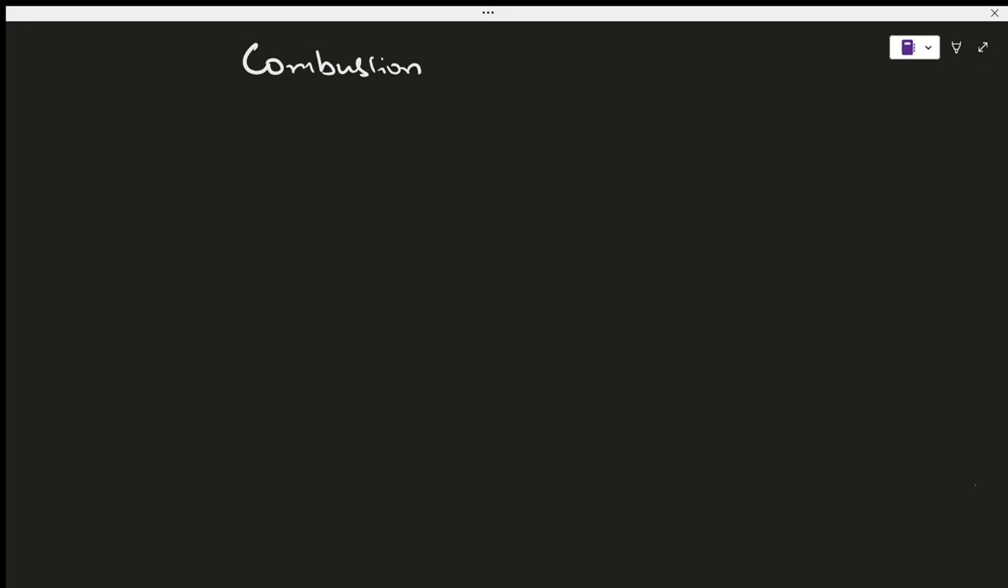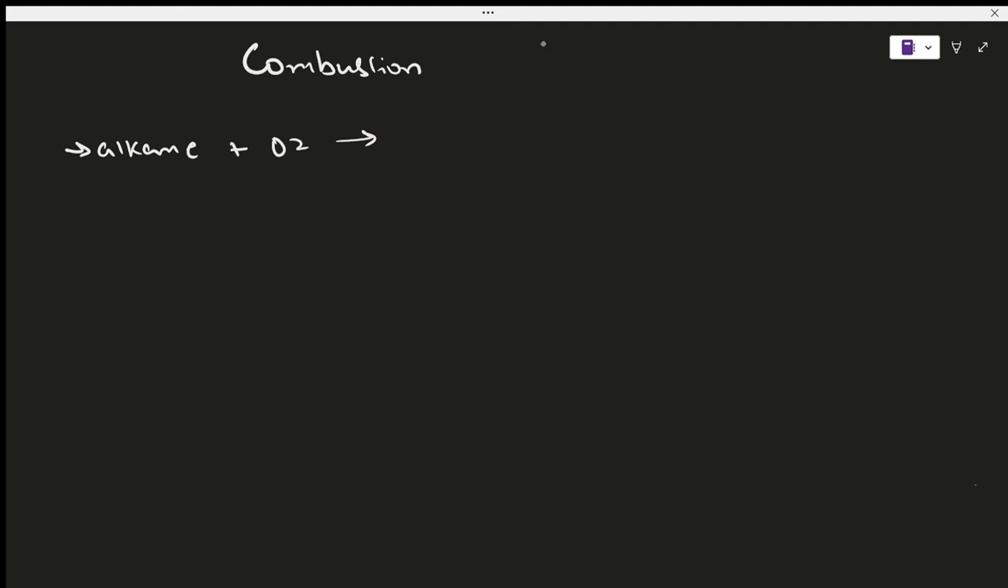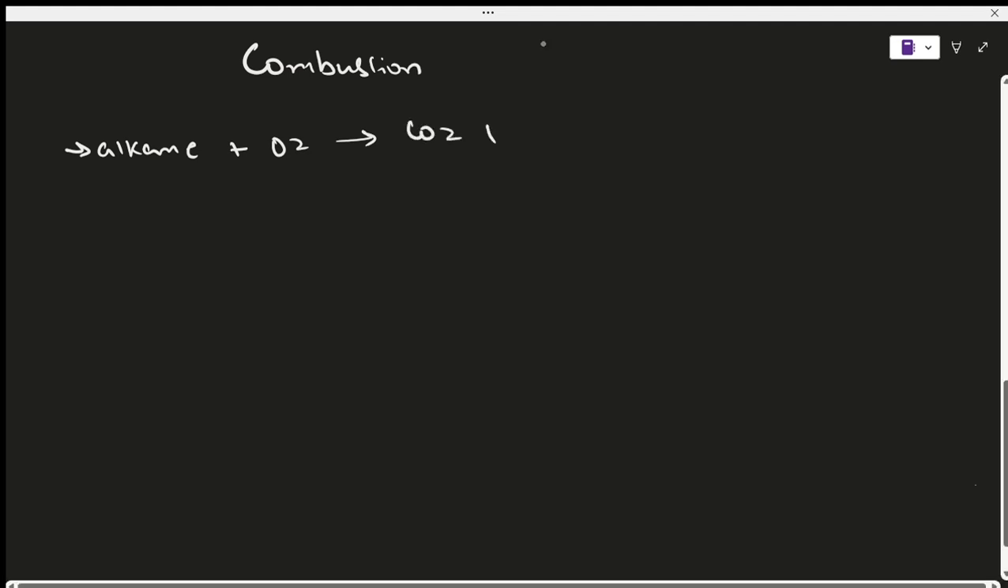Okay, so let's look at the idea of combustion now. Combustion happens when we react an alkane molecule with oxygen. And not just an alkane molecule, combustion also happens with alkenes. If I talk about the products, this is your general equation. The products for combustion are CO2 plus water.